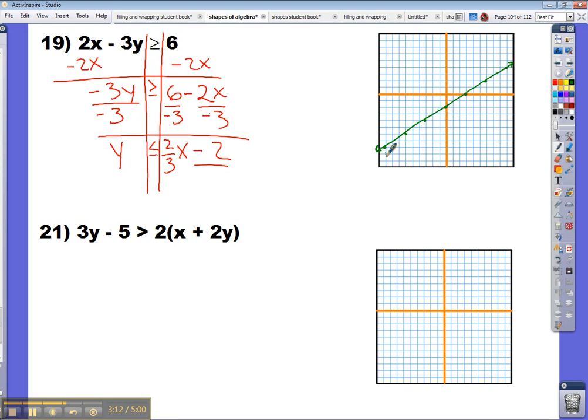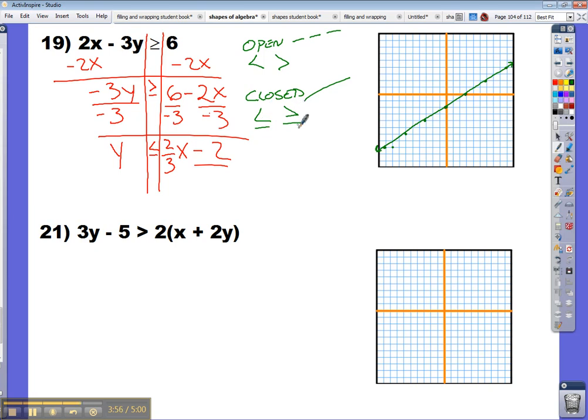Now, we have to decide whether this is an open or closed line. You'll remember that an open line does not include the values on the line as part of the solution. An open line is shown as a dashed line, and that is going to occur when you have a less than or greater than symbol. A closed line is going to be a solid line, which is what you have been graphing for a long time now. This means that the values on the line can be part of the solution set. And the symbol will be the less than or equal to and the greater than or equal to symbol.